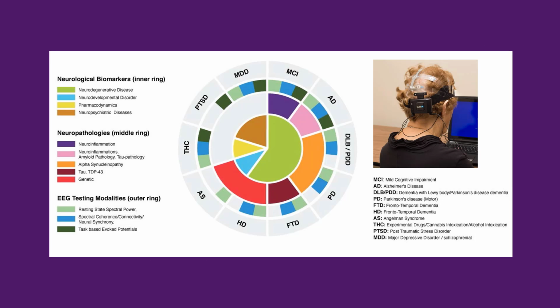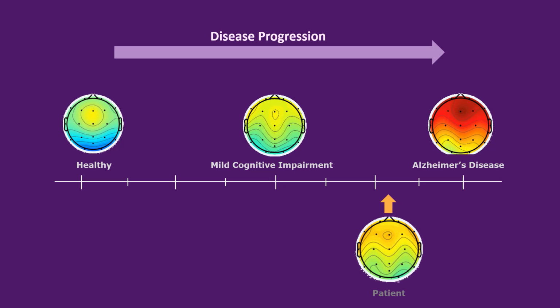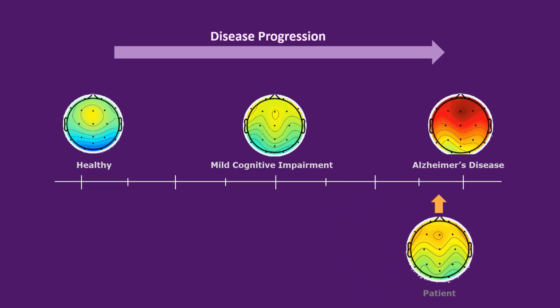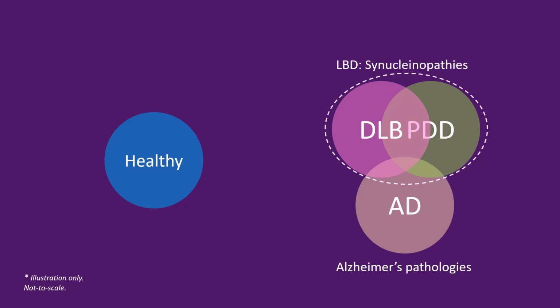EEG can be used to identify biomarkers in a variety of neurocognitive and neuropsychiatric conditions. EEG biomarkers may provide a quantitative measure of disease progression. In this work, we sought to identify resting state EEG signatures that distinguish between Alzheimer's disease and alpha-synucleinopathies, such as dementia with Lewy body and Parkinson's disease dementia.